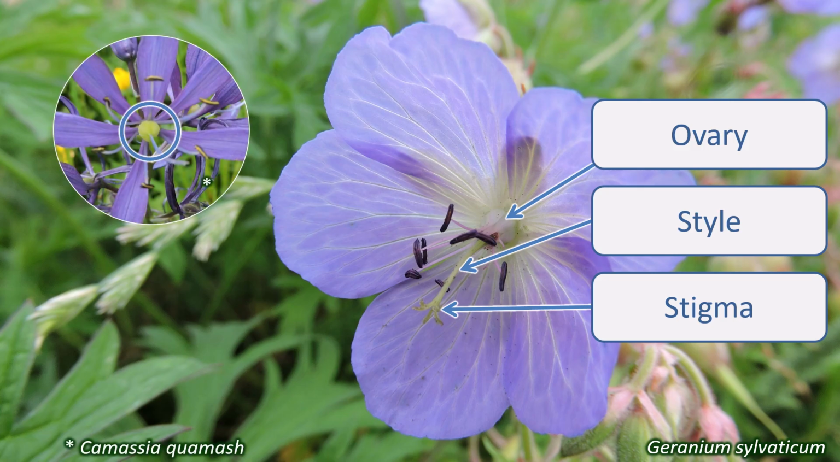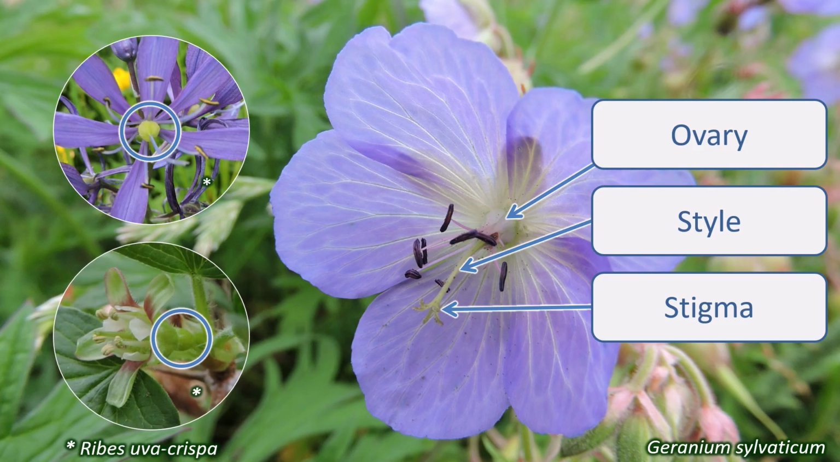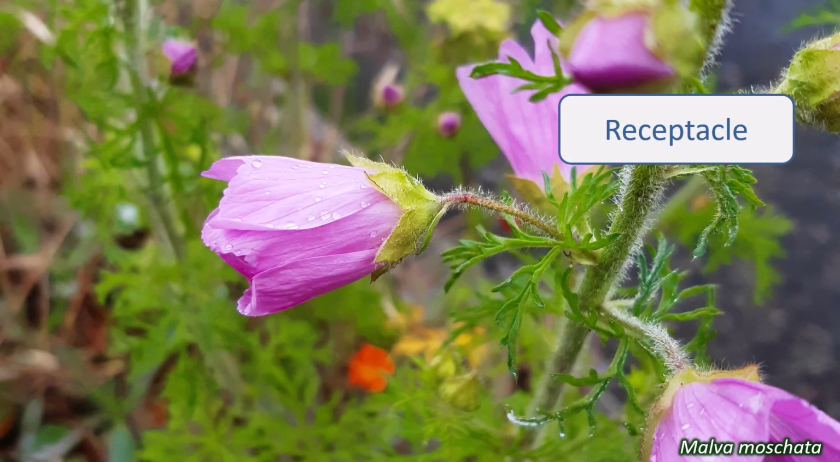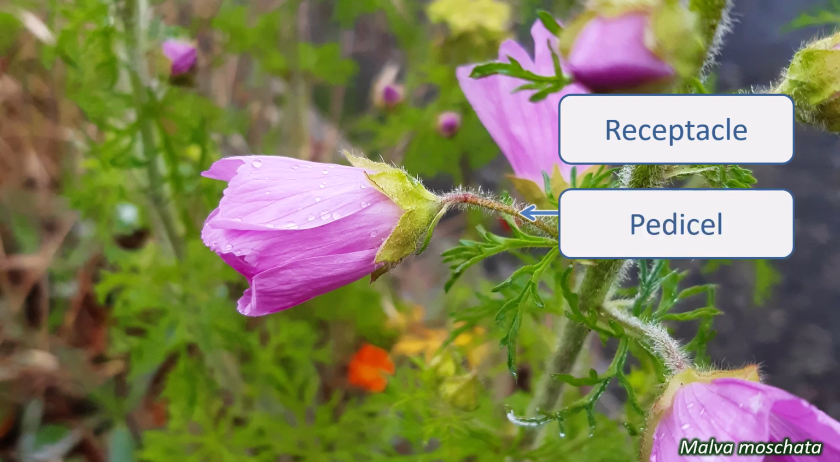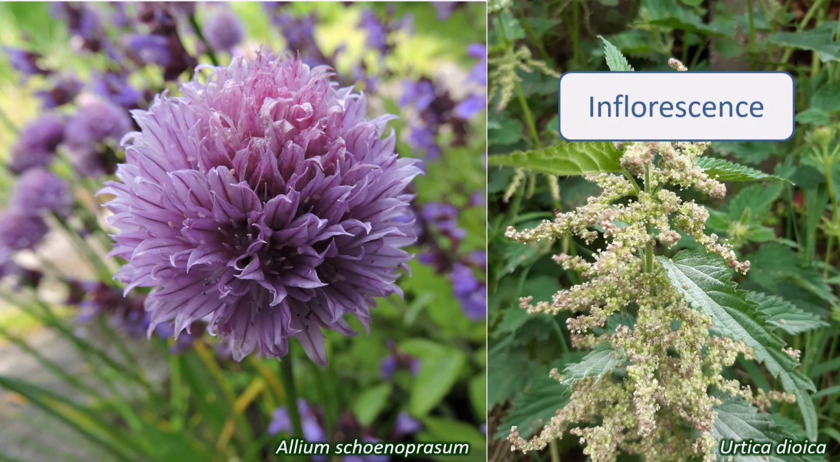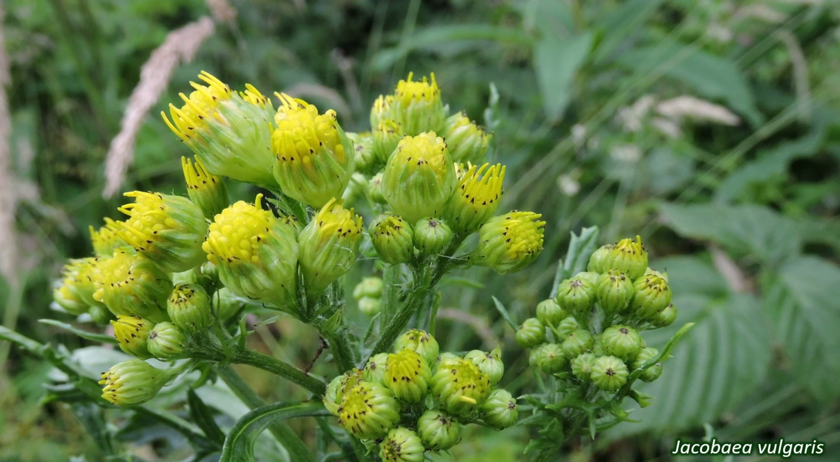Ovaries may be superior, when the sepals, petals, and stamens are attached at the bottom of the ovary, or inferior, when the rest of the floral parts are attached at the top of the ovary. All of these floral organs are held on the receptacle, essentially the base of the flower. The whole flower sits on a stalk called the pedicel. A group of flowers is called an inflorescence. The inflorescence may be protected by structures called bracts.